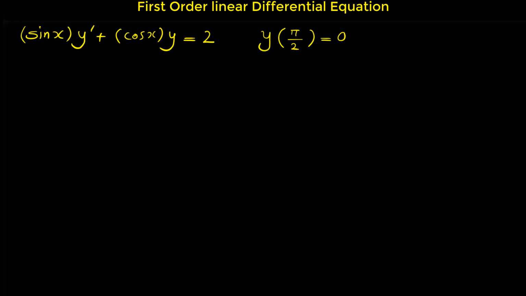First of all, note that this first order linear differential equation is not in the standard form, because the coefficient of y prime is not 1. So first we have to divide both sides of this equation by sine of x to get rid of sine of x and make the coefficient of y prime equal 1.